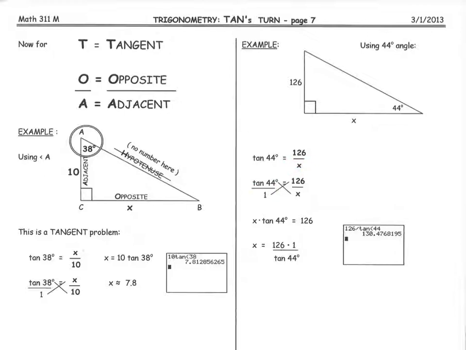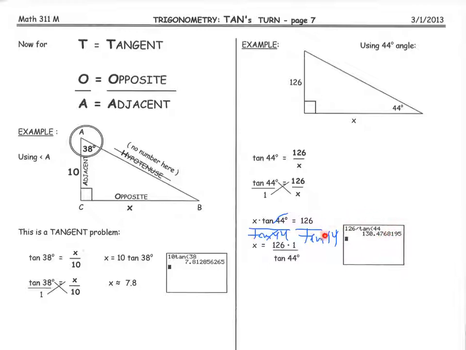Put the 1 down and cross multiply, and we end up with another example like this where X times tan 44 is equal to 126 times 1, and we have to divide by tan 44. So we would put divided by tan 44 in here, if we can squeeze it in, and divided by tan 44 over here, and squeeze it in. And when the tan 44s cancel out, we find out that X is equal to 126 divided by tan 44.